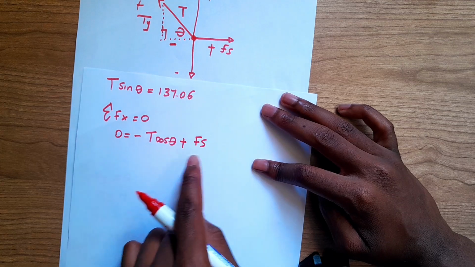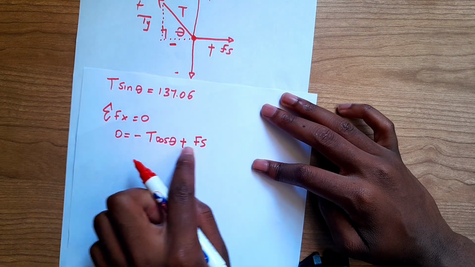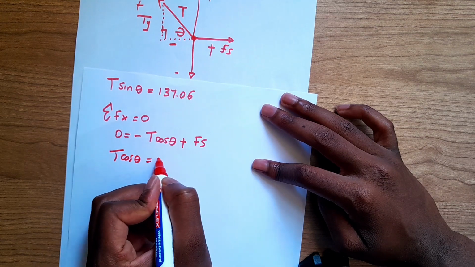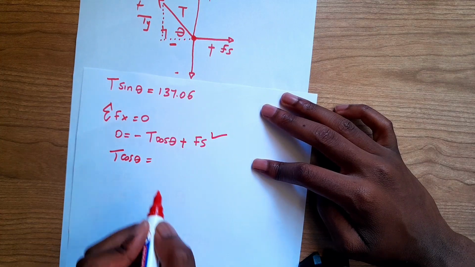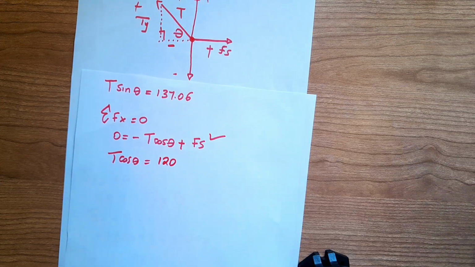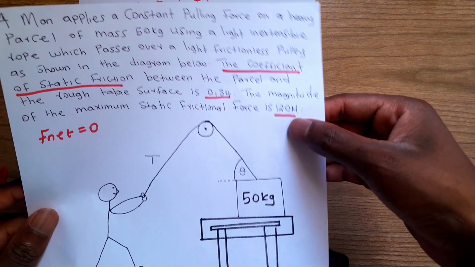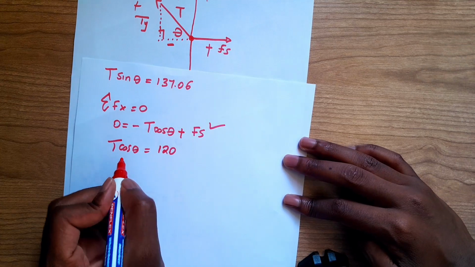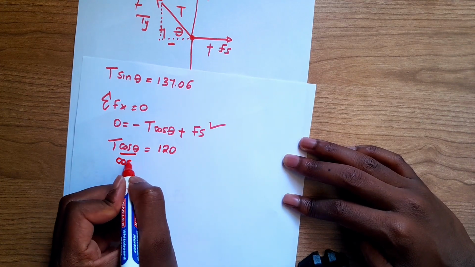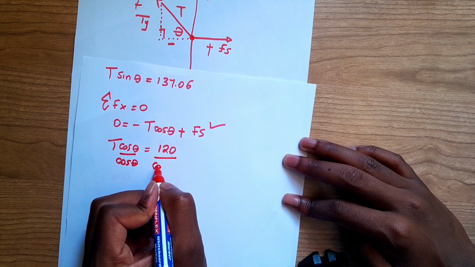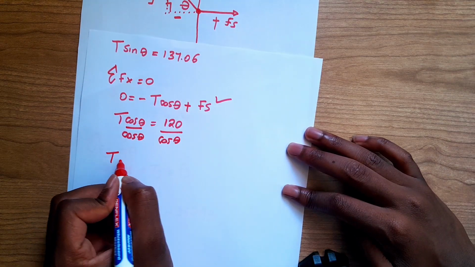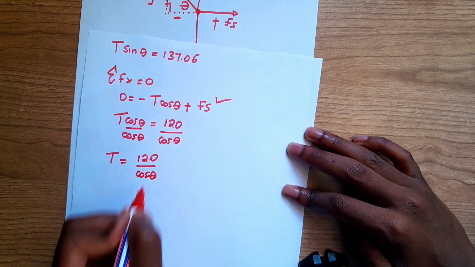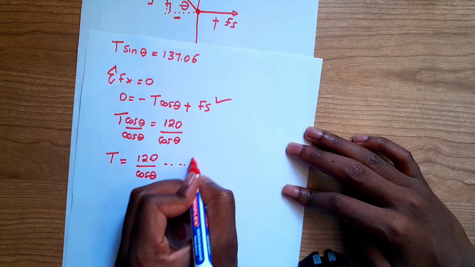And then we are going to make T cos of theta the subject of the equation. So T cos of theta is going to equal Fs. But what is Fs? Fs is 120 newtons, right? It is actually written here in our statement that it is 120 newtons. Now, if I divide both sides by the cos of theta, I'll only be left with T equals 120 divided by the cos of theta. So this is going to be my equation number 1.